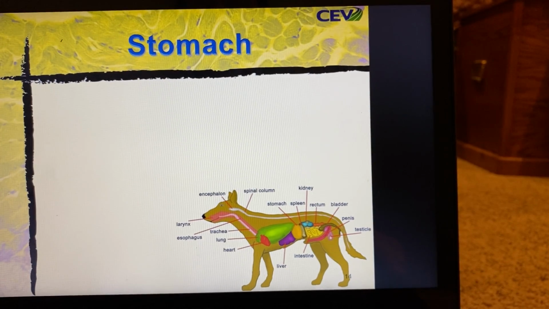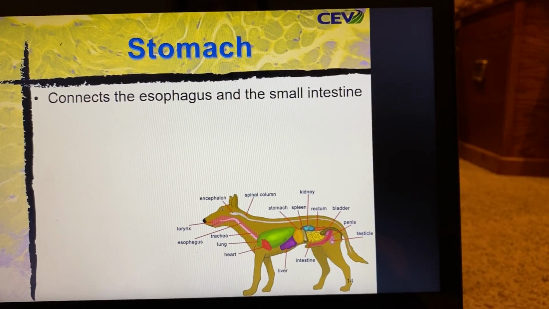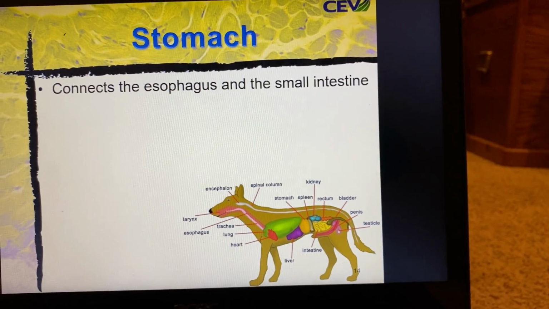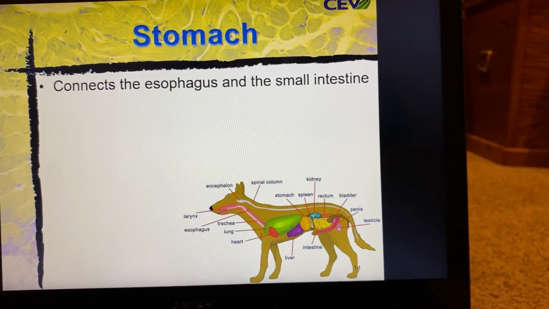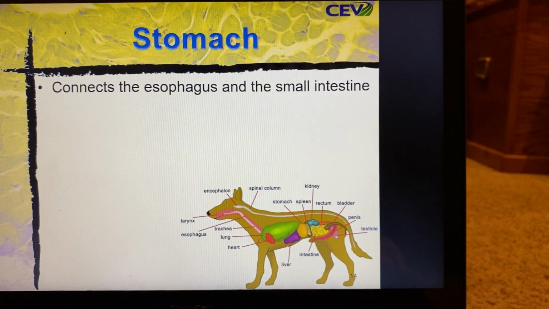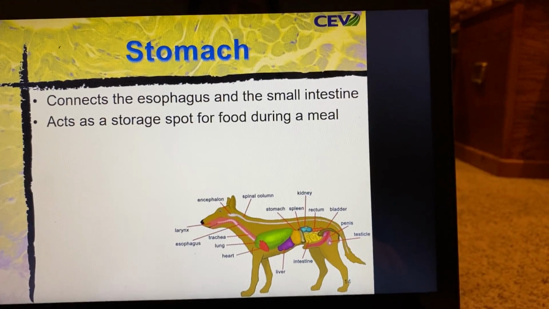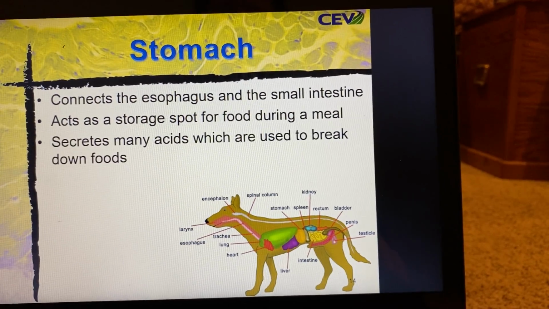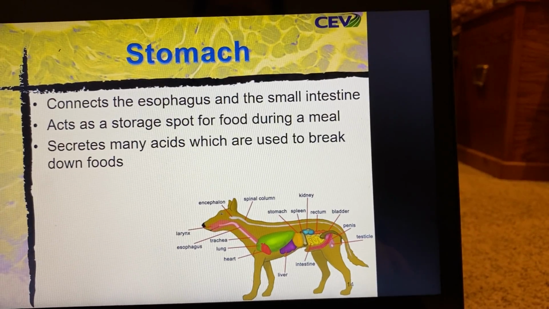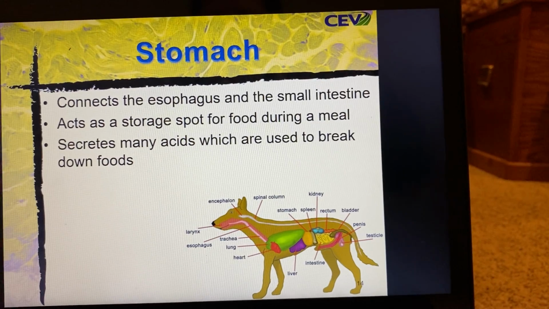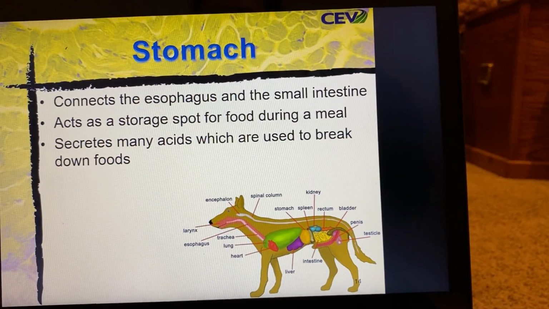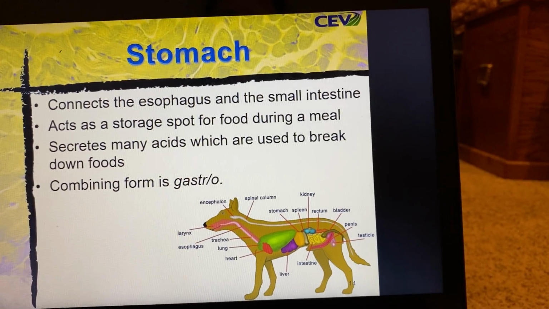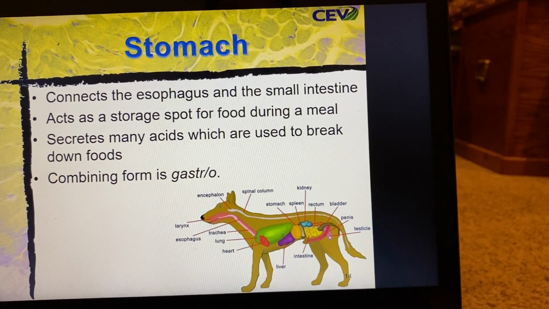Last slide, our stomach. We are going to be at the end of the esophagus and connect to the start of the small intestine. The stomach is for storage, so food is going to sit in your stomach a little bit. And what happens there is we have hydrochloric acid in our stomach, and that is used to break down the food as it sits there. The combining form for this is gastro.